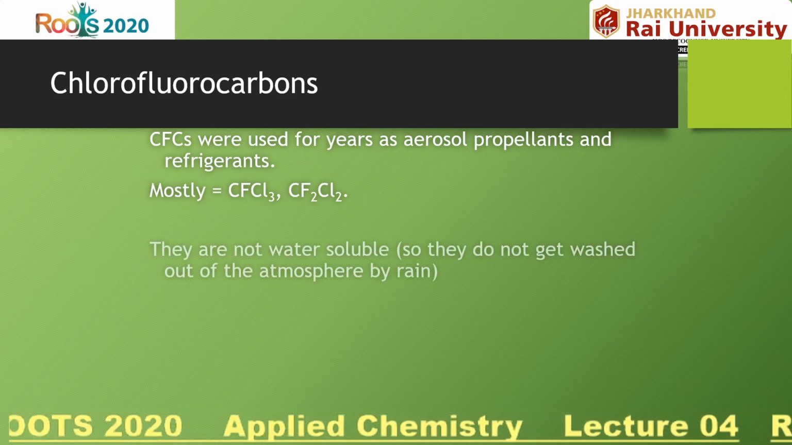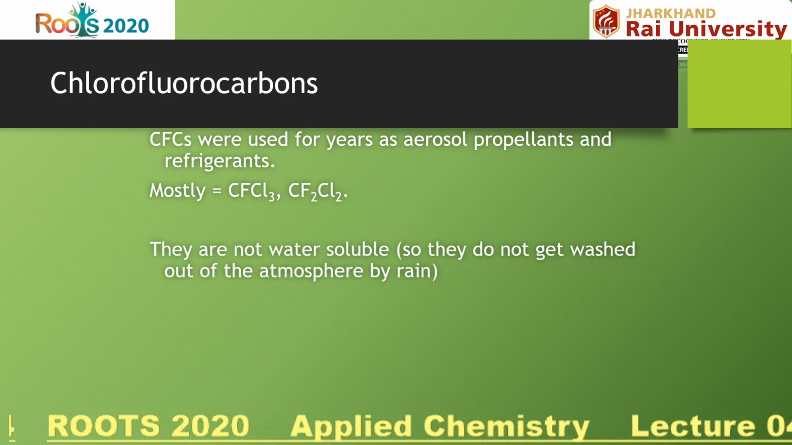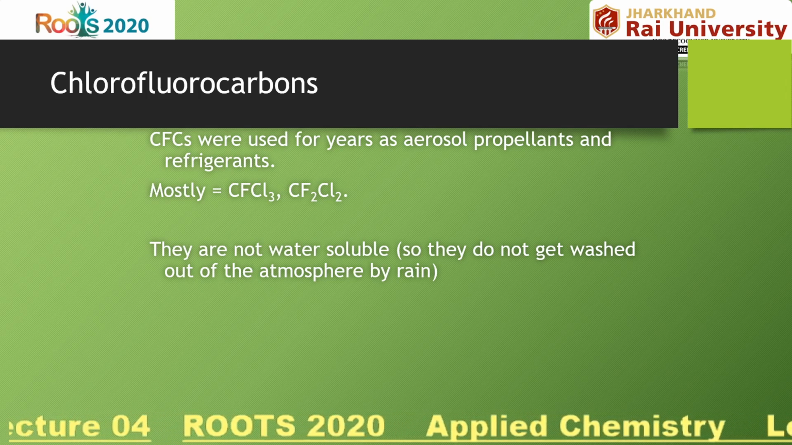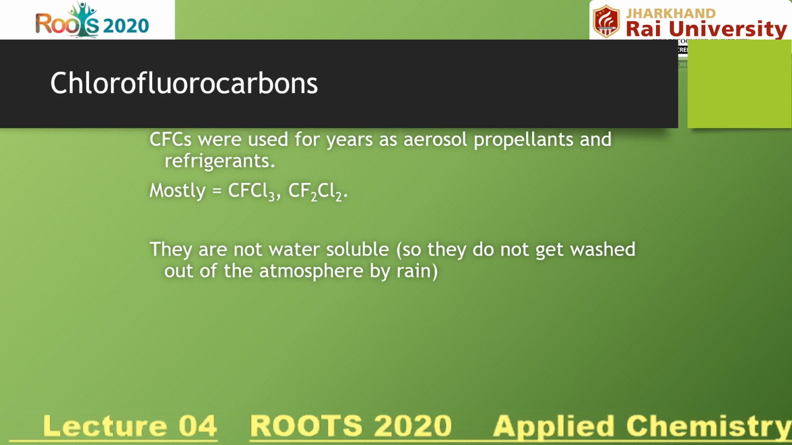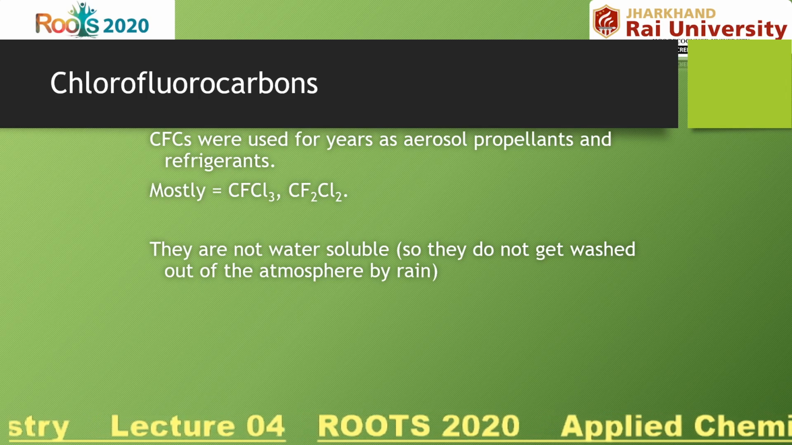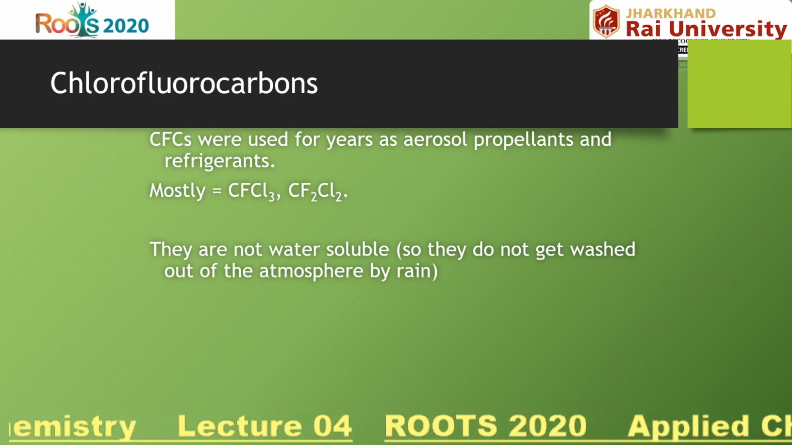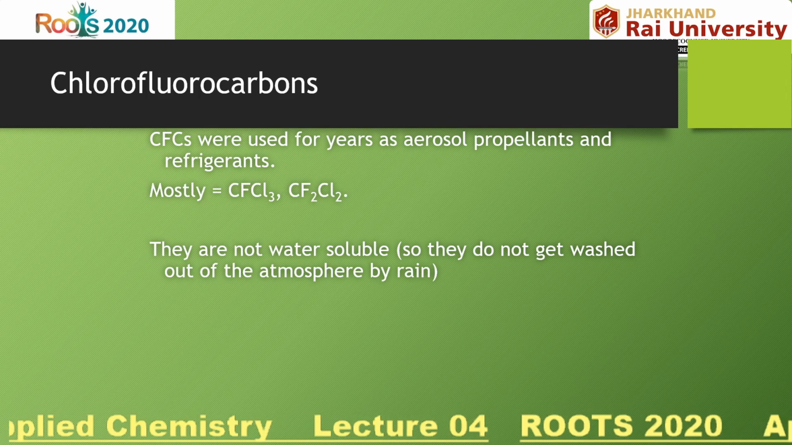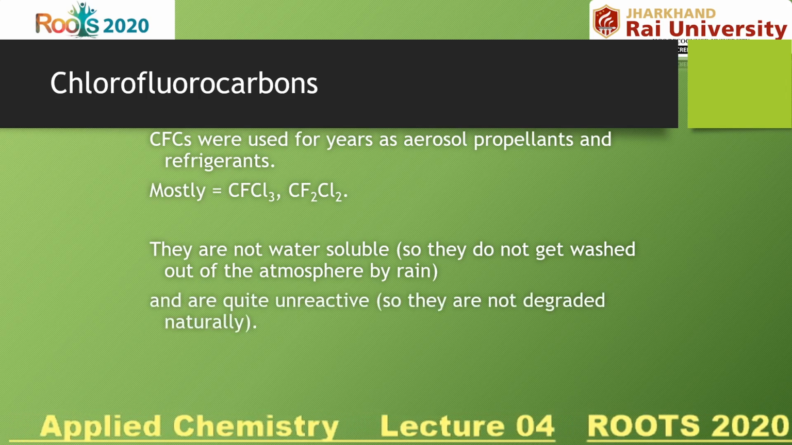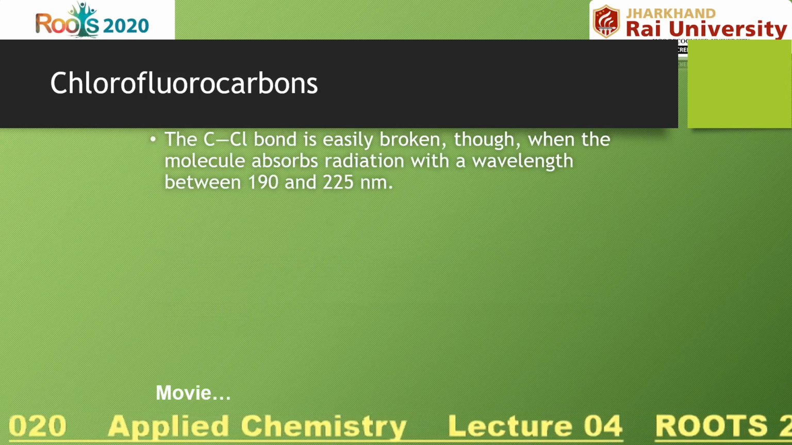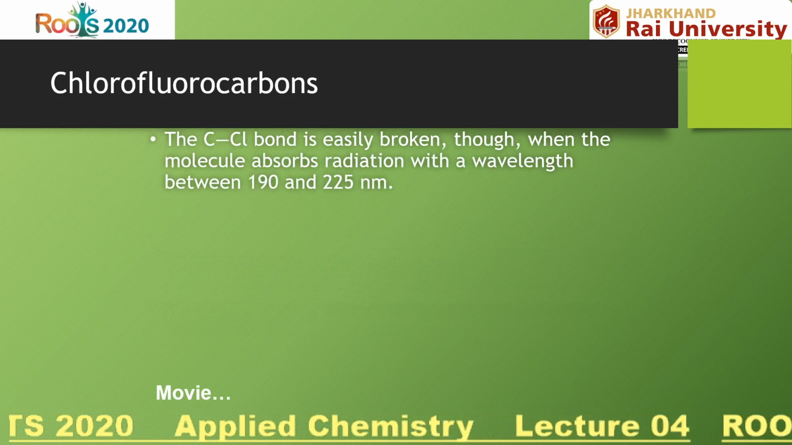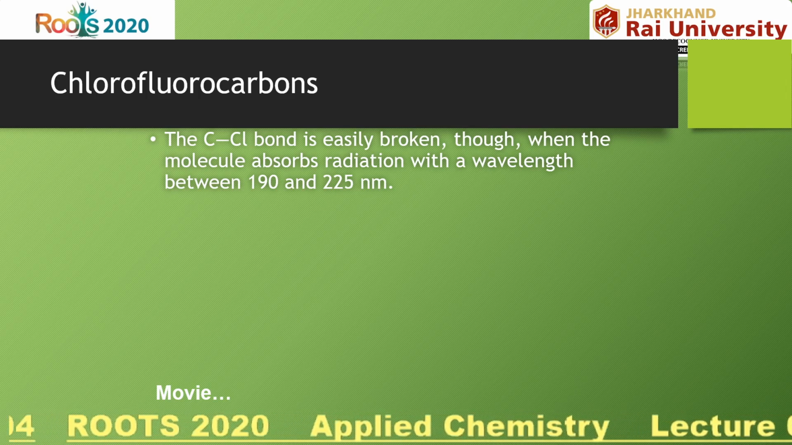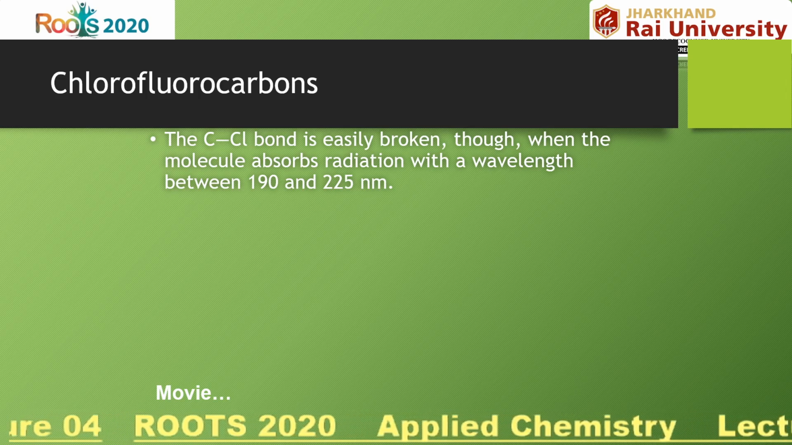Simple as that. And then they are not water soluble, and they do not get washed out of the atmosphere by rain. So we cannot destroy them with rainwater, as they are not soluble in water. So we have to reduce these harmful chemicals, and they are quite unreactive. The C-Cl bond is easily broken in the case of chlorofluorocarbon. There are two types of bond, carbon-fluorine and carbon-chlorine.